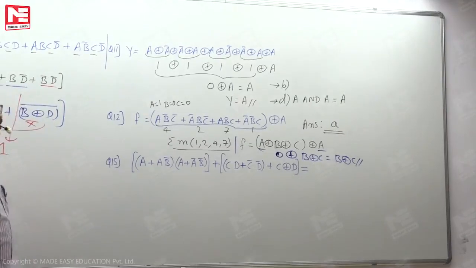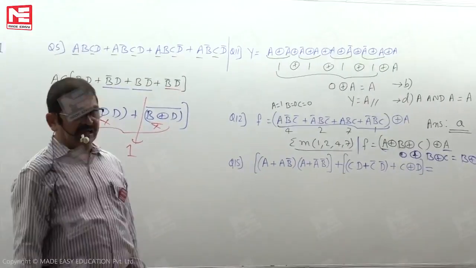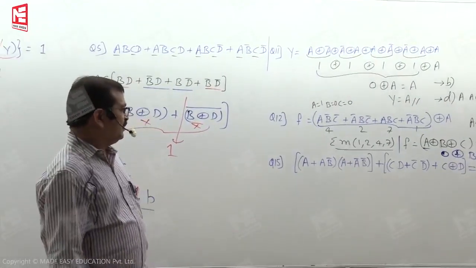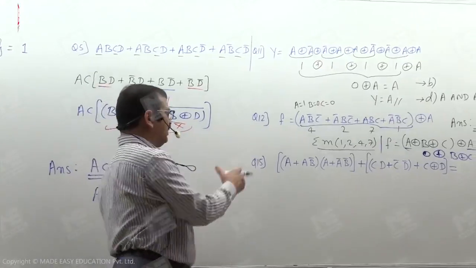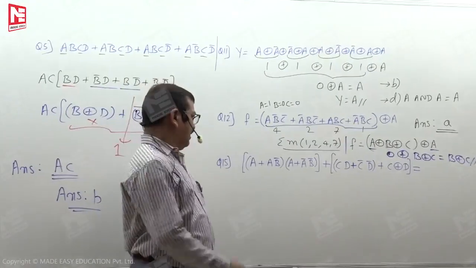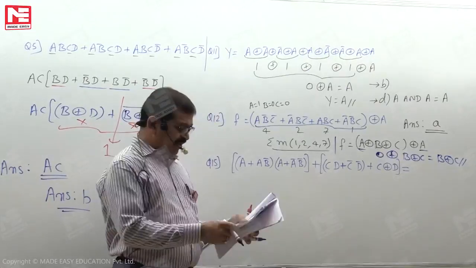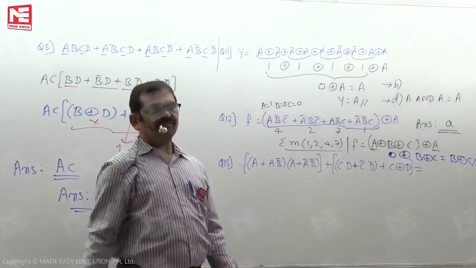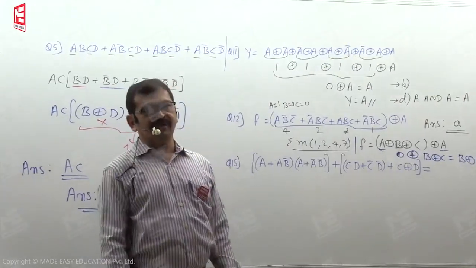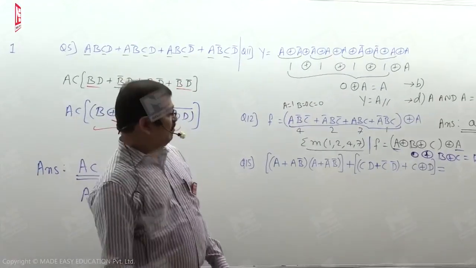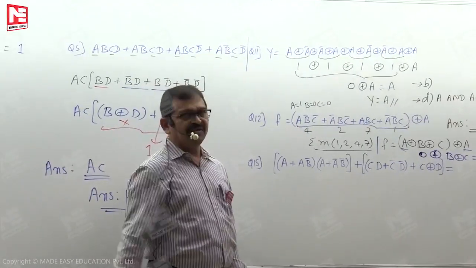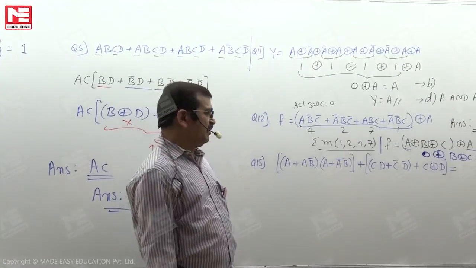Let us come to the next question. The next question number I mentioned as 15. If you look at the next question, we are having some lengthy expression. And we are looking here, when it is simplified, what is its equivalent value from the given options? That is the question.